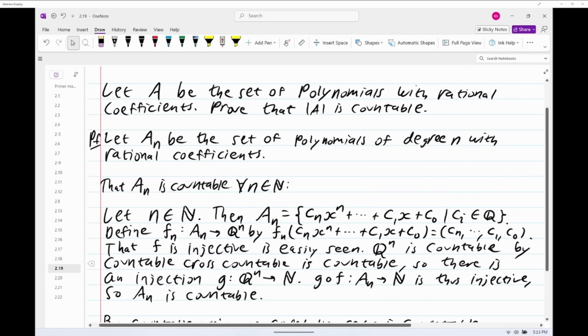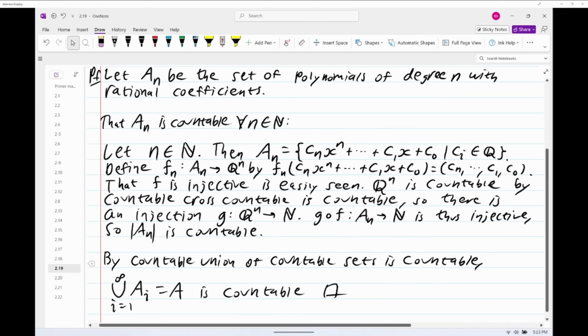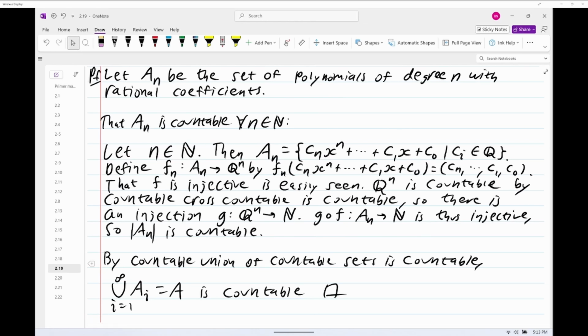Proof. Q^n is countable by countable cross countable is countable. So there's an injection g from Q^n to N. So g composed with f from A_n to N is injective, and so A_n is countable. By countable union of countable sets is countable, the union of all those A_n is countable, and that's equal to A. All right, 2.2 we already did.